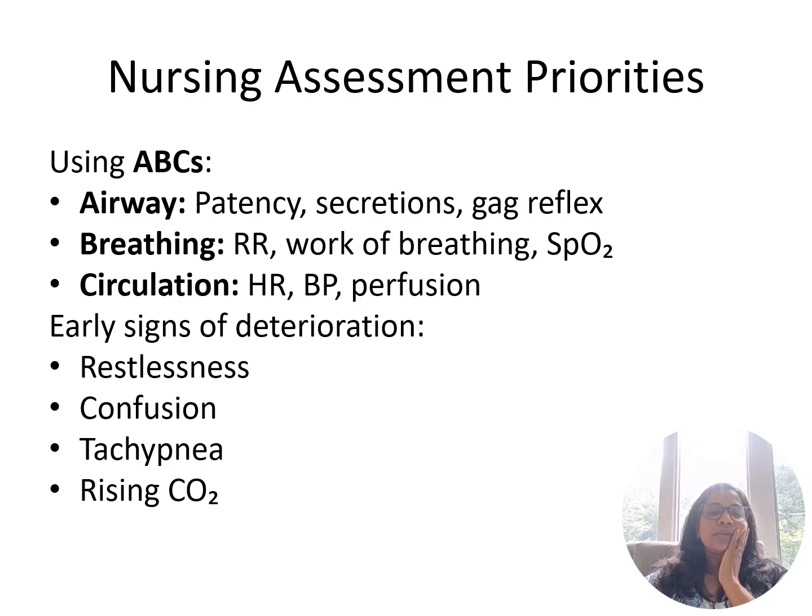Nursing assessment priorities are always airway, breathing, and circulation, regardless. So first and foremost, we worry about the airway, and then the breathing, and then the circulation. Early signs of deterioration, as I said before, the things to watch for are restlessness, agitation, and confusion. So any sign of cerebral hypoxia, tachypnea, tachycardia, rising CO2 levels, all of these are significant.